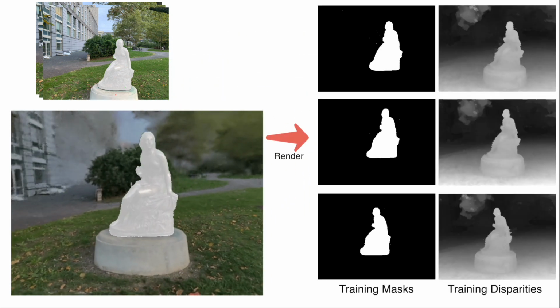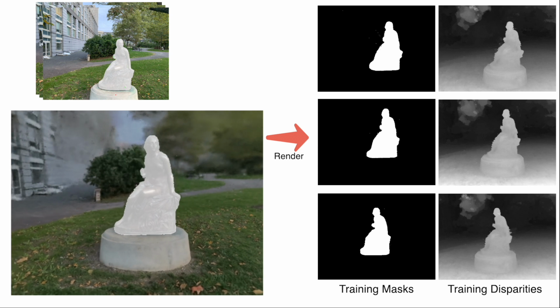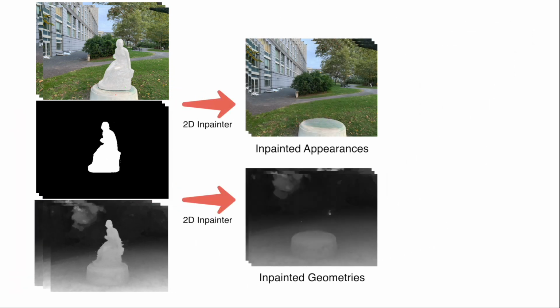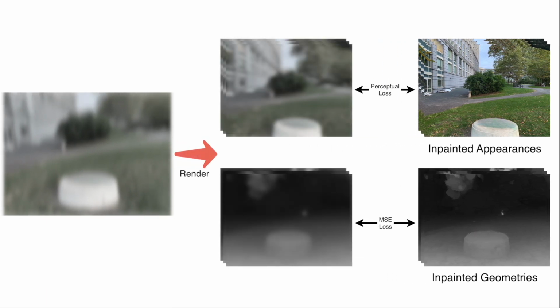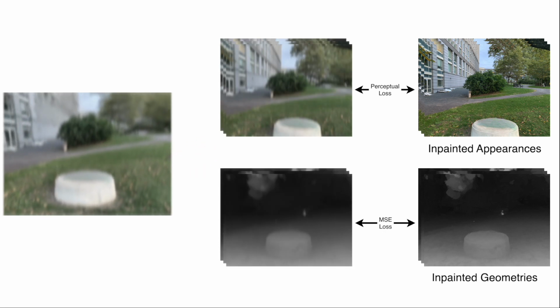Using this NeRF, we render the training masks and disparities from the scene that are then given to an off-the-shelf 2D inpainter to come up with a geometry and appearance guidance for the inpainted NeRF. While the mean squared error is used to supervise the geometry, since the outputs of the 2D inpainter are 3D inconsistent, a perceptual loss is used to supervise the appearance.